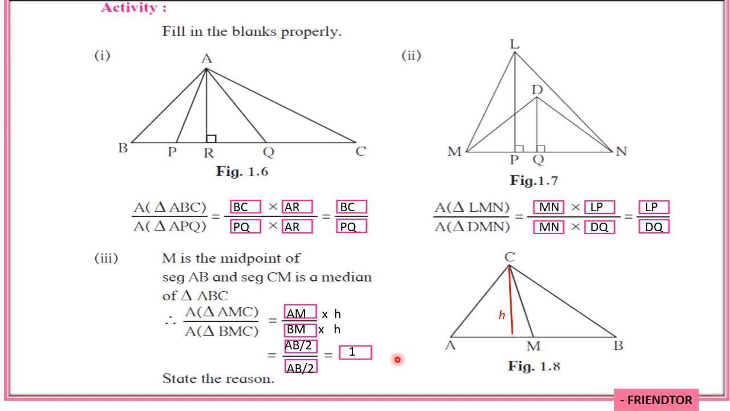When the base is same, the ratio is of the heights. When the height is same, the ratio is of the bases, and when both are different, then the ratio is the product of base and height. And when both are same, the ratio is 1. That means when base as well as height is same, the ratio is obviously 1, just like we got in this third example.